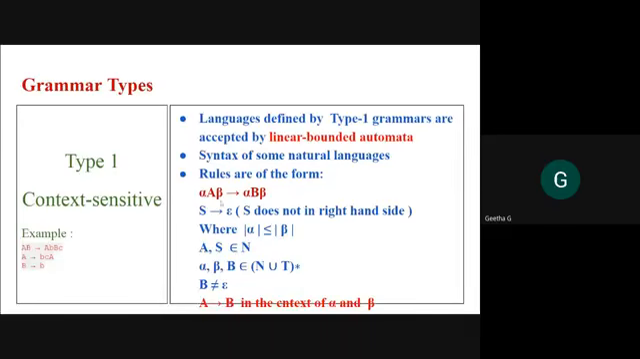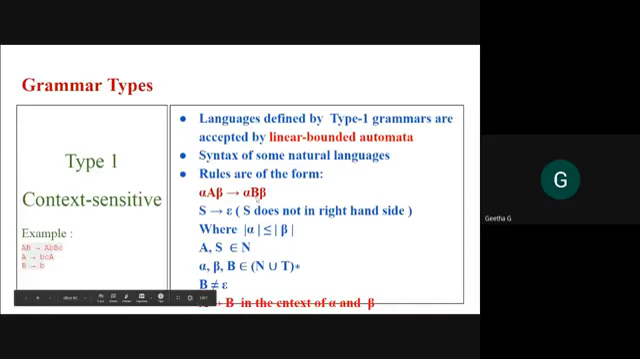So you have to remember the rules for a context-sensitive grammar. Alpha A B will be rewritten as alpha B A. You can't simply write A rewritten as B, because within a context only you should replace. And S, the start symbol, may be epsilon. Most of the cases which we had studied earlier, alpha should not be epsilon, but here you can have epsilon.